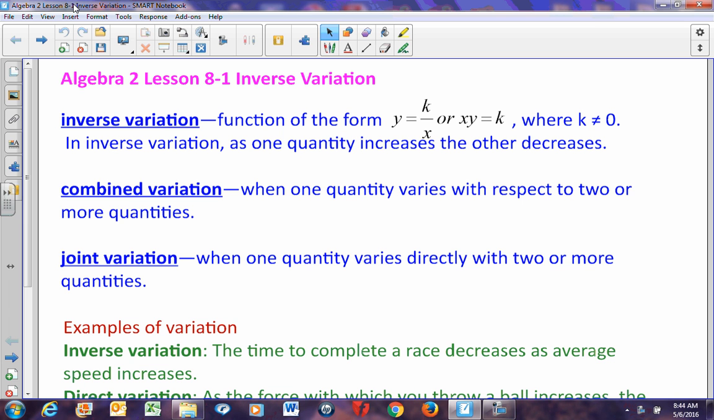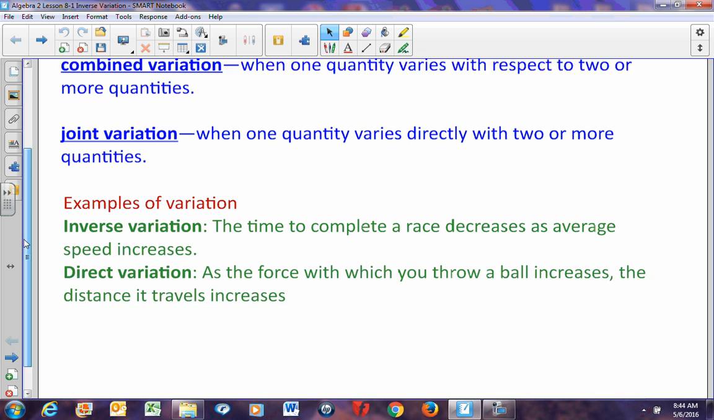In an inverse variation, as one quantity increases, the other quantity decreases. A combined variation is when one quantity varies with respect to two or more quantities. And a joint variation is when one quantity varies directly with two or more quantities. Some examples of direct and inverse variation.